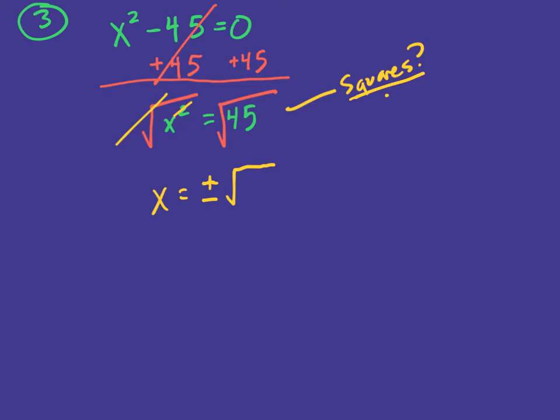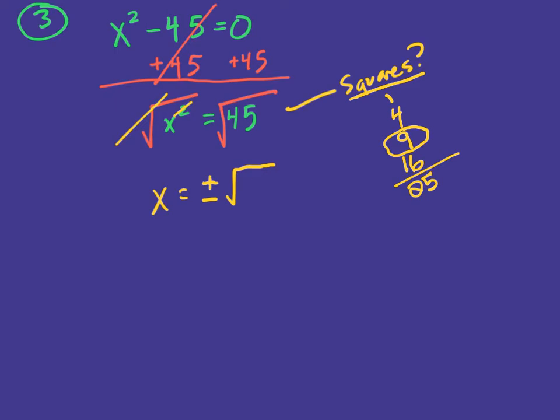So 1 squared, 2 squared, 3 squared, 4 squared, 5 squared. Really, you just have to go up to about half of the number. So half of 45 would be about 22.5. So really, we just need to look at the 16, the 9, and the 4. And it turns out 9 is a factor of 45.